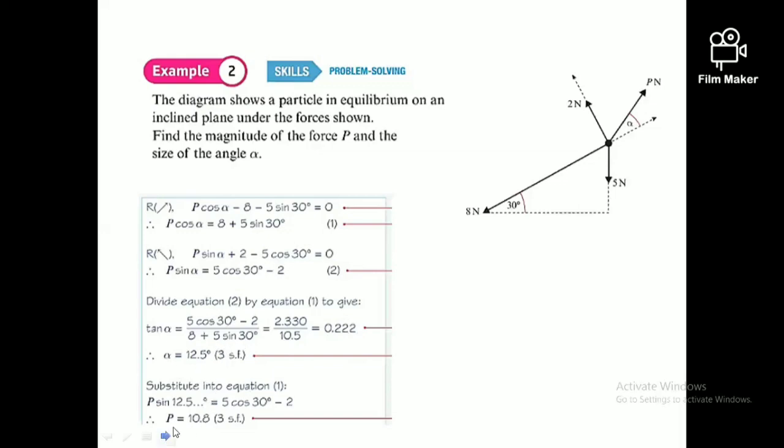Then I can substitute P. We know that P cos alpha equals this. Or other than that, this one doesn't matter. I have substituted over here. So you can say P sine 12.5 equals 5 cos 30 minus 2. If you simplify this, you know the values of sine 12.5 and 5 cos 30 and 2. With that, you can get the answer for P as 10.8. That's the final answer, right?